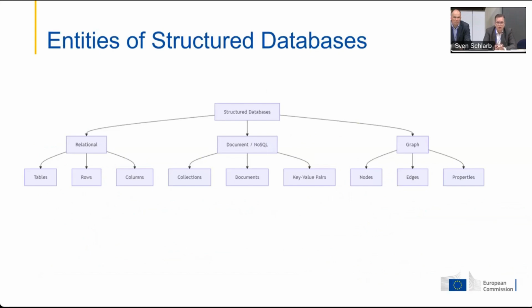Also the entities, so really at the core level of these databases, are quite different. If we just pick these three examples of structured databases, then you have different entities that you look at. At the left is the relational with the tables, rows, and columns. We know that. In the middle, we have the document NoSQL, which has collections, documents, and key value pairs. And in the graph, you have nodes, edges, and properties. So all of these types, the entities even change how we relate to the data and how we call things there. Here, for example, on the one side, we talk about tables. On the other side, we talk about collections.